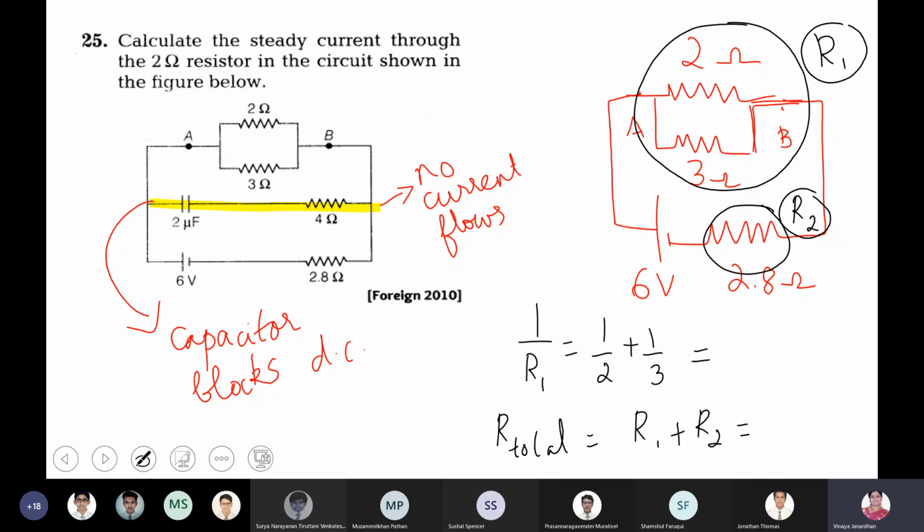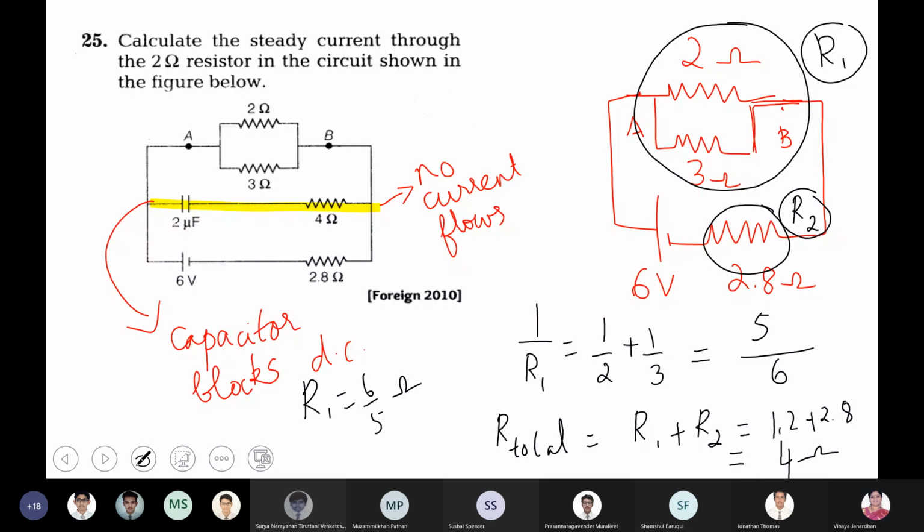I'll talk to you. So what is R1 plus R2? What is the value, boys? LCM is 6. R1 is, what is the value of R1? It will be 6 by 5 ohms. Then 6 by 5 is what? 1.2. So 1.2 plus 2.8, what will be the value? 4. Is it 4 ohms? Total resistance is 4 ohms.